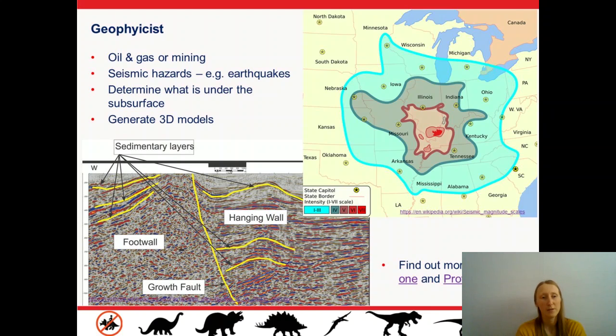They will generate three-dimensional models based off the data that they collect. And then you can see I've got seismic hazards there. So I've just given you an example of earthquakes, but I mean earthquakes when they occur, or fault movement. So you think of around the Himalayas where you get lots of earthquakes, or along the San Andreas Fault where we get quite a lot of earthquakes because of that fault movement. So you can start to predict those seismic hazards and start to understand those seismic hazards. And again, there's a couple of profiles down here for you to go and check out.